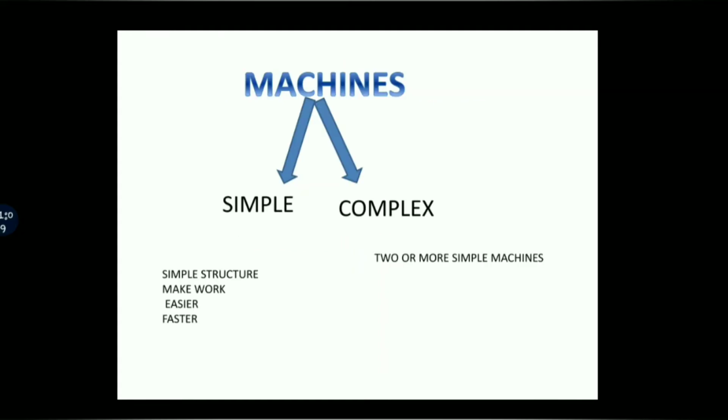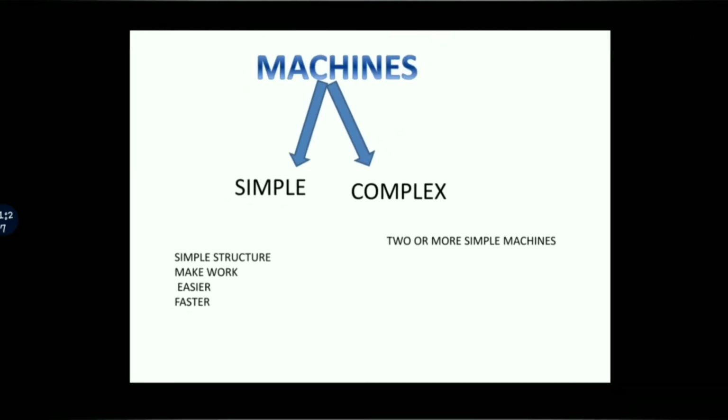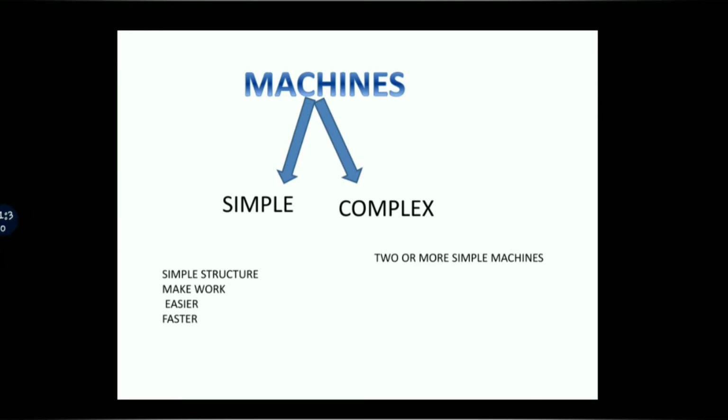A machine can be a simple machine or a complex machine. Simple machines are the tools that have a very simple structure and that make our work easier and faster. Whereas a complex machine consists of two or more simple machines and these work together. For example, a knife and scissors are simple machines, while a washing machine is an example of a complex machine.